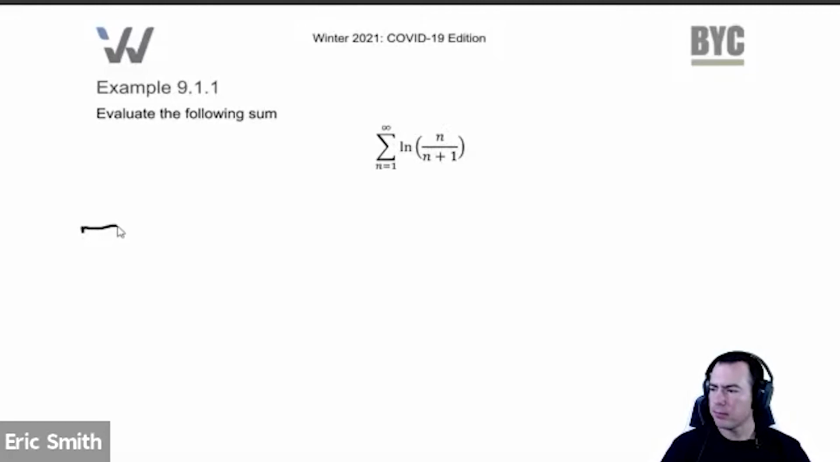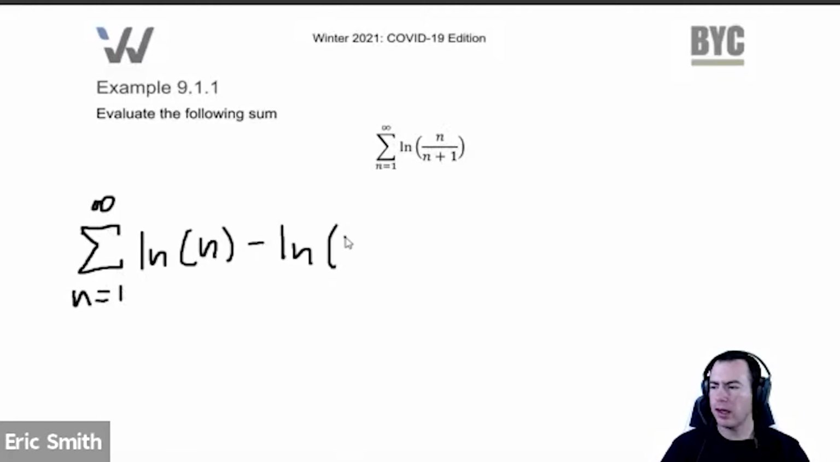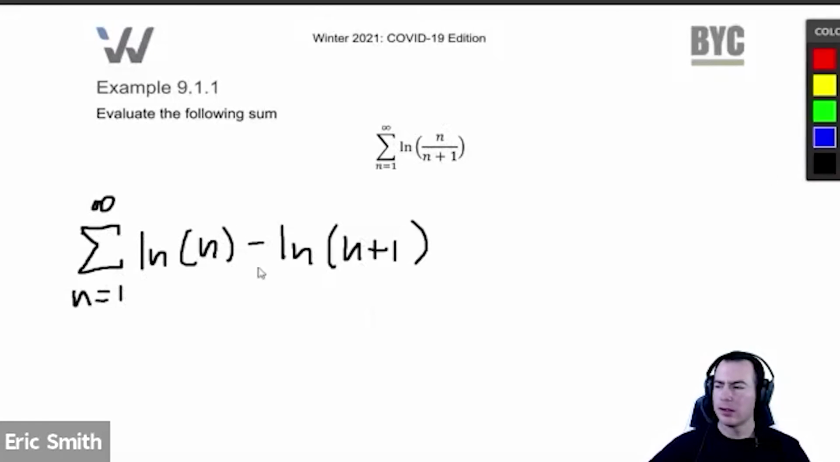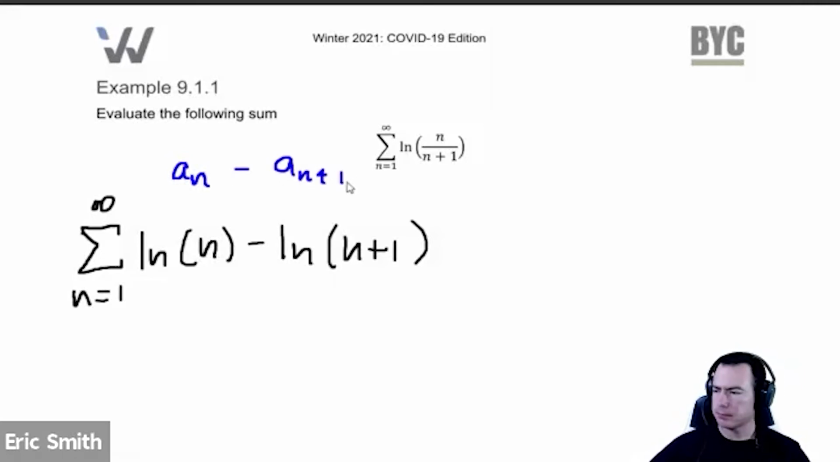So in this particular sum, if you use your laws of logarithms, which I'm definitely going to do, you can turn this into the natural log of n minus the natural log of n plus 1. And that, as you may notice, is following that telescopic form. Essentially we just have this a_n term minus this a_(n+1) term, almost directly.